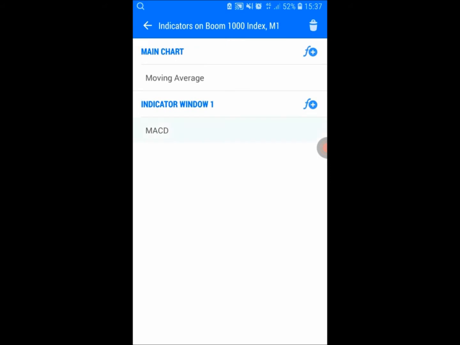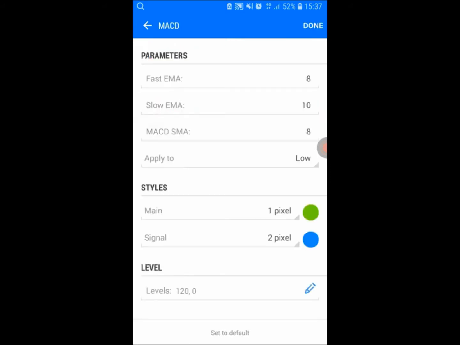For the MACD, it is fast EMA 8, 10, 8, low. Make sure the styles have a color, and the levels don't mean much on the MACD, so you can leave the levels out of this and you click done.